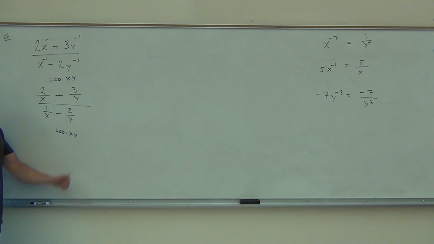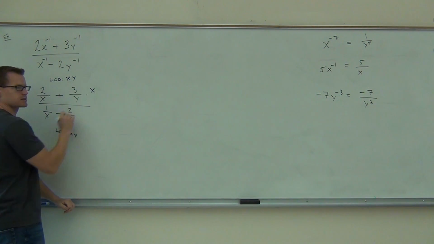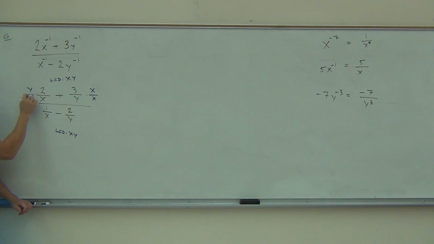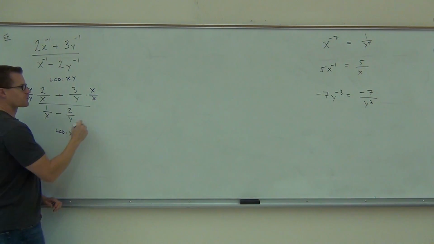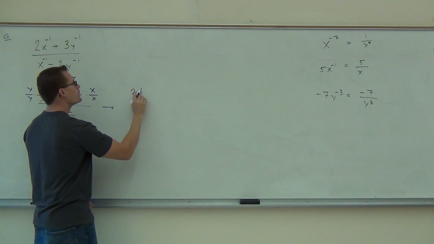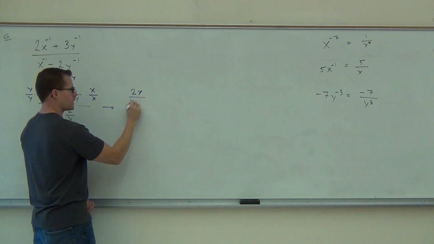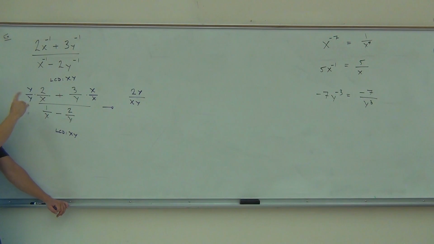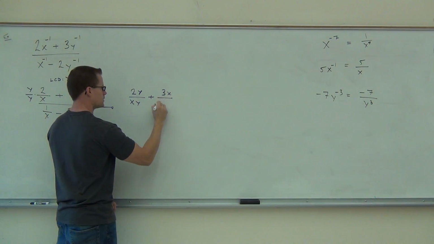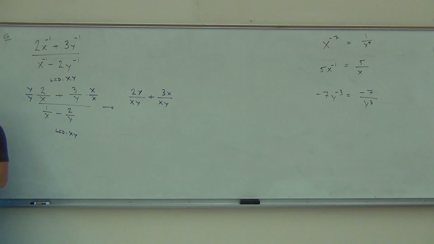LCD on the denominator. That makes it easy. What do I need to multiply this one by? Just x? X over X. This one? Y over Y. Okay. So for our numerator, we're going to have 2y over xy. Notice it doesn't matter how I put the xy, I can put yx or xy. Plus 3x over xy. Are you still so far so good on this?